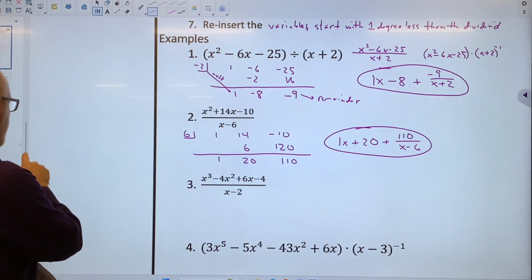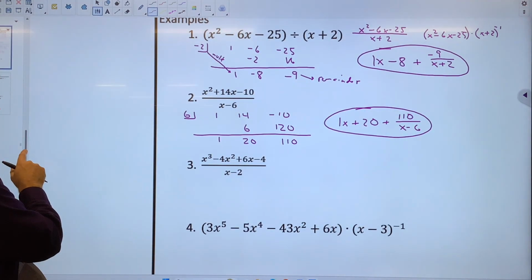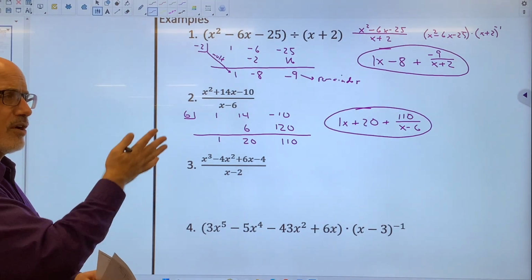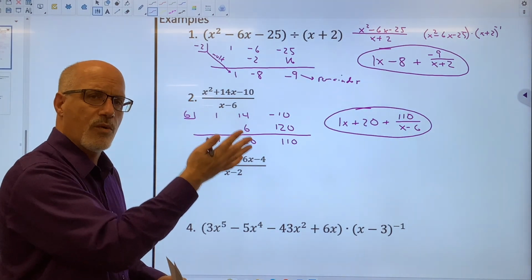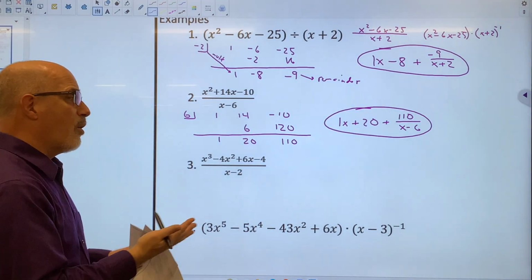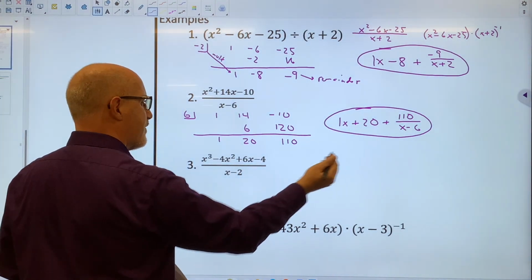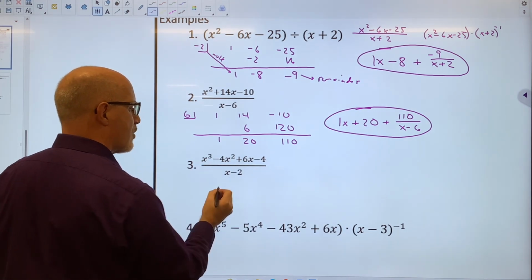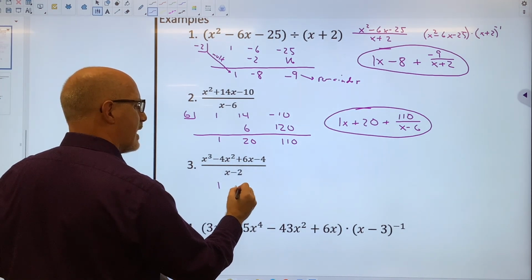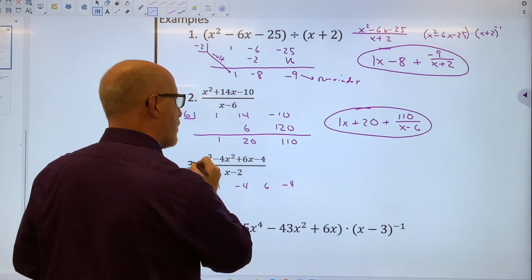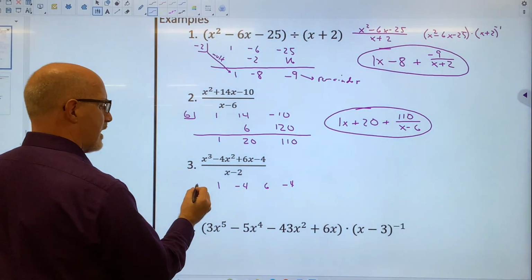All right, now in this next one, we're going to up it a little bit. We're going to go ahead and start with an x cubed. Now what's nice about these, with polynomial long division, this would mean that our problem would go longer and longer. All we do is expand out our line of coefficients here. Strip off the variables. We have no missing terms. So we're going to have a 1, a negative 4, a 6, and a negative 4 for our coefficients of the dividend.